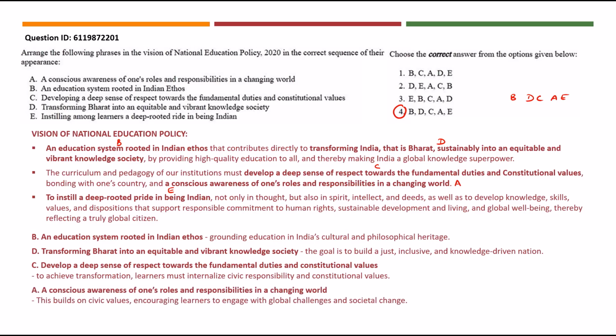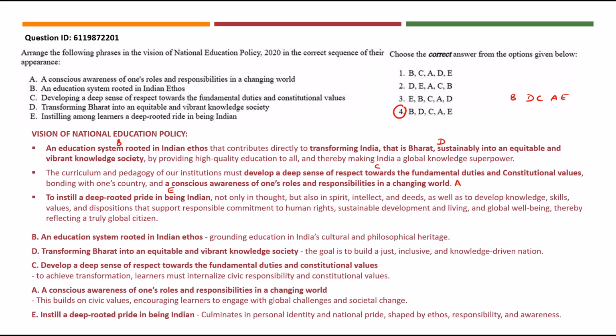Then comes A, a conscious awareness of one's roles and responsibilities in a changing world. This builds on civic values, encouraging learners to engage with global challenges and societal change. And the final statement, instilling a deep-rooted pride in being Indian, culminates in personal identity and national pride shaped by ethos, responsibility and awareness. Ethos is our own heritage. Take a learning from this question. It might help you in another question paper definitely.